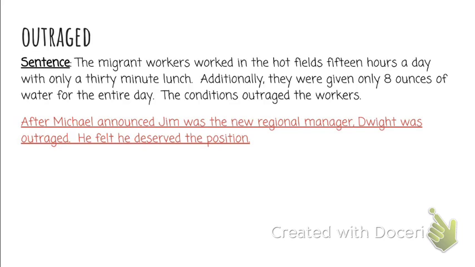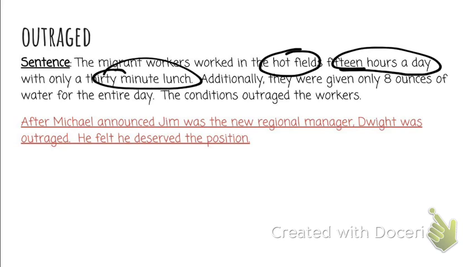So what are the context clues in the first one that show the meaning of outraged? What did you say? No, what are the context clues? It said the conditions and 8 ounces of water. All right, so basically you're talking about the conditions. So the hot fields, right? 15 hours a day, 30-minute lunch, right? 8 ounces of water. And the conditions outraged them. So if you had to put in a synonym for outraged, what do you think it means?